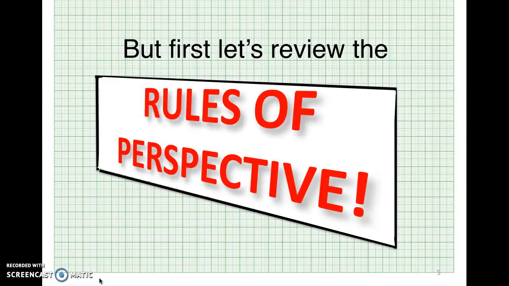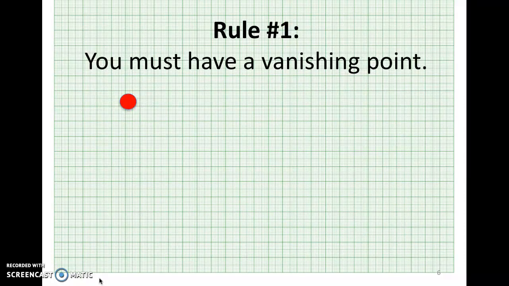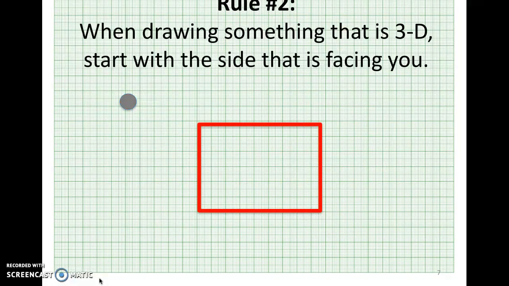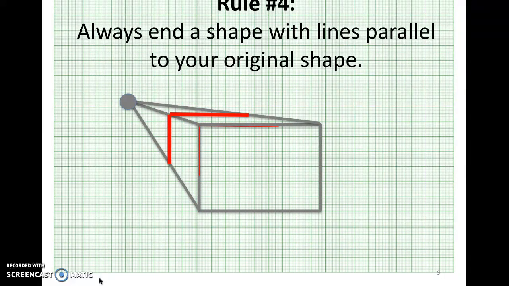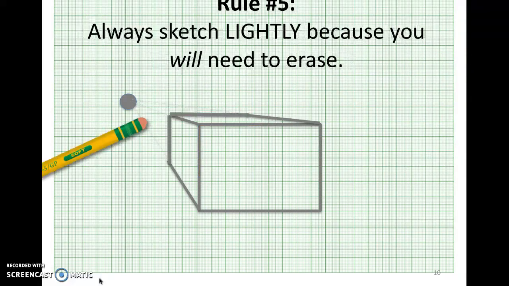So first, let's review the rules of perspective. Number 1, you must have a vanishing point. Again, the vanishing point is basically the point where the perspective lines fade into the distance. Everything goes back into space. Number 2, when drawing something that is 3D, you want to start with the side that's facing you. Number 3, when you're drawing lines to the vanishing point, or the VP, you only include those lines that you would see. Rule number 4, always end a shape with lines parallel to your original shape.